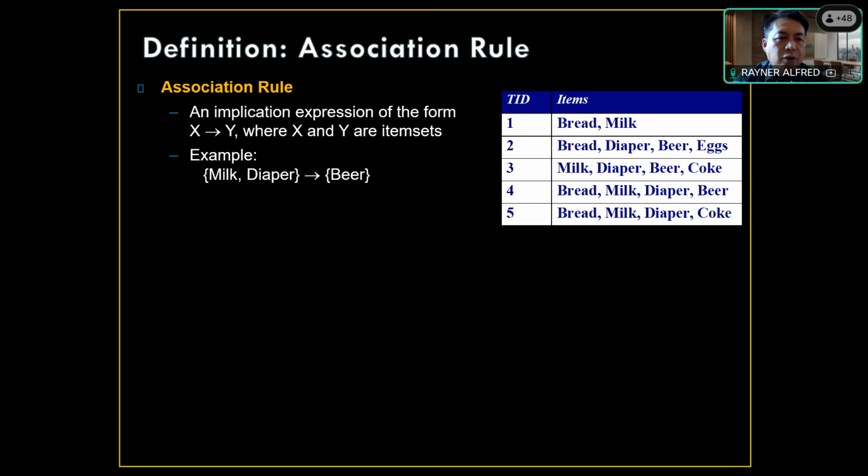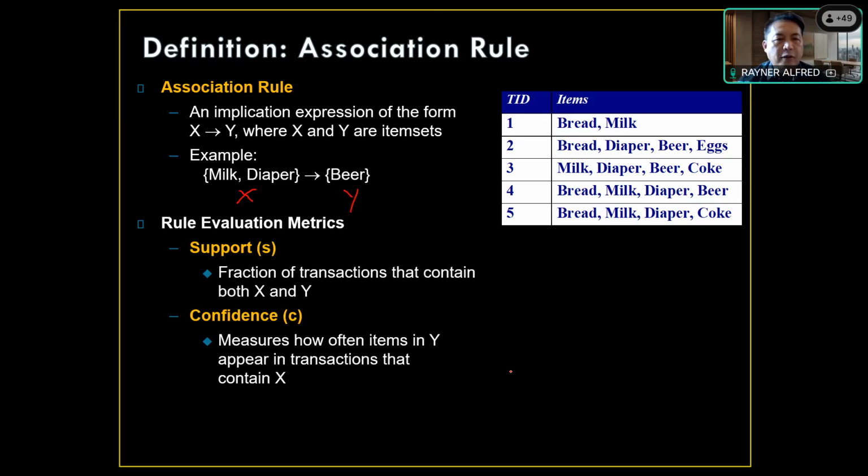So when we say association rules, it refers to an implication expression of the form X going to Y, where X and Y are itemsets. For instance, we have this X comprising milk and diaper, and your Y is beer. In order for us to determine whether they are frequent or not, we have to look at the support. So what is the support that we have here? The support here refers to the fraction of transactions that contain both X and Y.